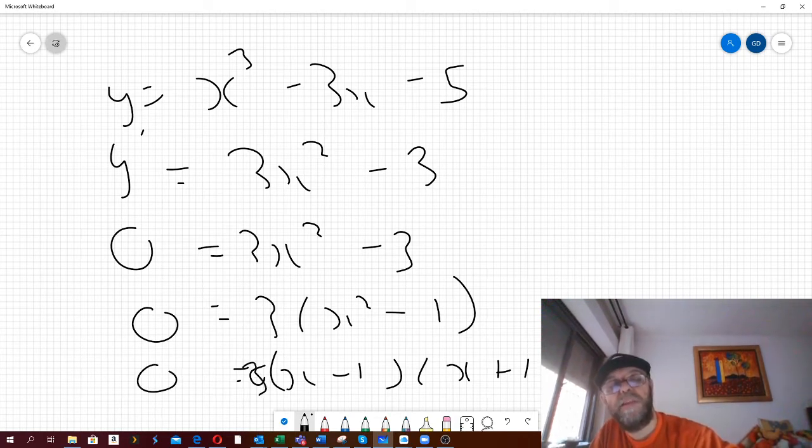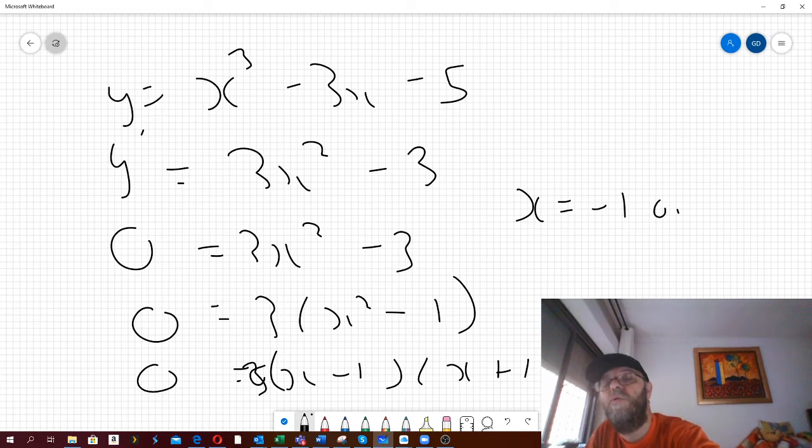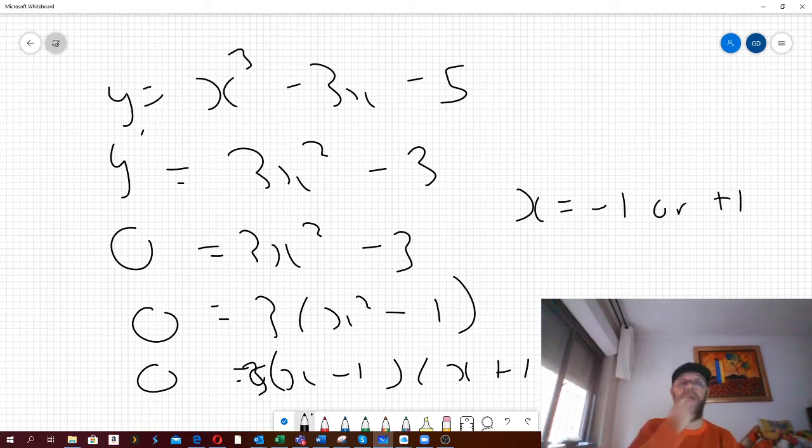Sorry, that's a 3 over there. And that means that the x values for where I'd get a 0 are 1 and minus 1. So I'd get two answers here, x equals minus 1 or 1. Both of these values would give me a 0 gradient for the tangent. And that means that at x equals minus 1 or 1, I would have a stationary value.